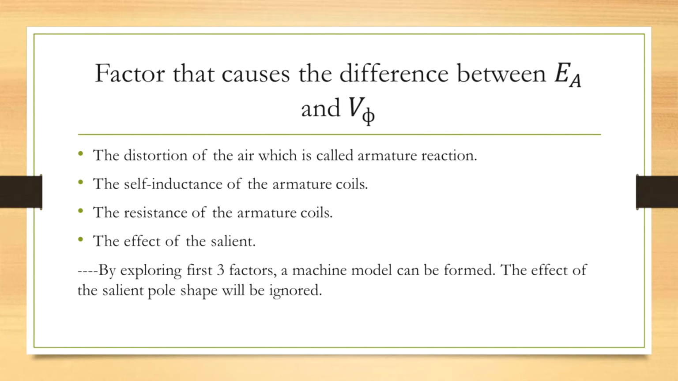Factors that cause the difference between EA and VF: the distortion of the air gap magnetic field, which is called armature reaction; the self-inductance of the armature coils; the resistance of the armature coils; and the effect of the salient pole shape. By exploring the first three factors, a machine model can be formed. The effect of the salient pole shape will be ignored.